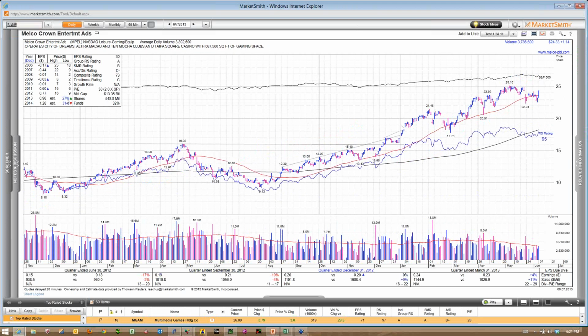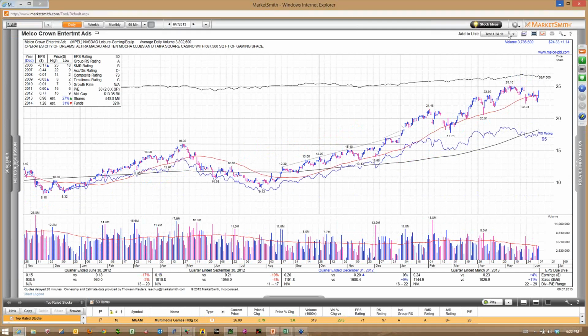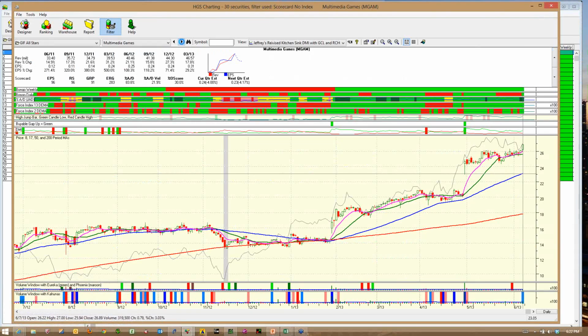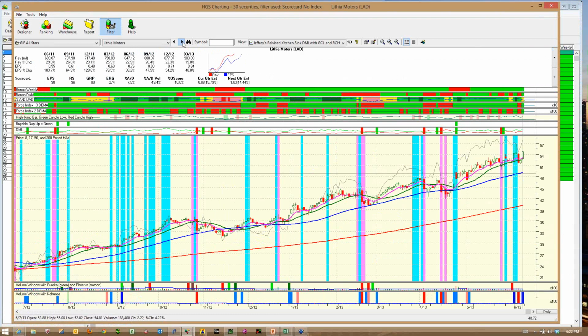MPEL, you can see higher growth rates, PE less than growth rates. I see this being a potential $35 stock next year. So I'm a fan of MPEL more than I am of MGAM. Lithium Motors, not much to say, sort of going sideways, ready to break out.